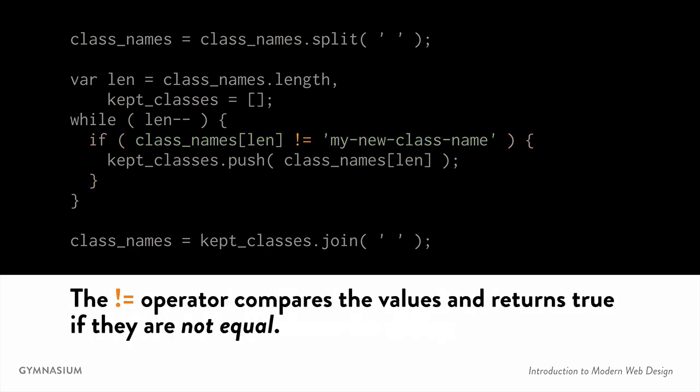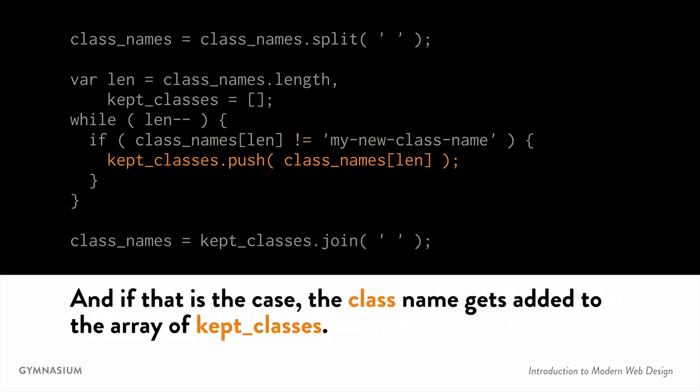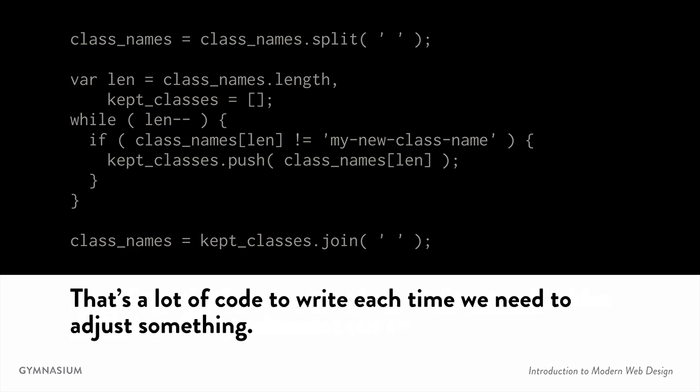The exclamation point equals, or bang equals, operator is another comparison operator that we have to test to see if two things are equal. To find out more about operators, check out the JavaScript Foundations course. If that condition evaluates to true, the current class name is then pushed to the kept classes array. Finally, we go ahead and rejoin the kept classes and assign those back to the class names variable.